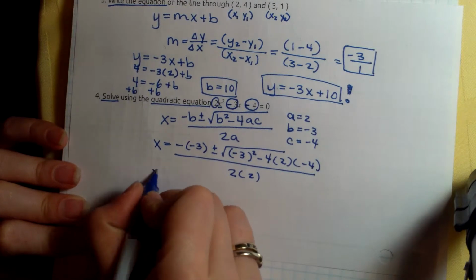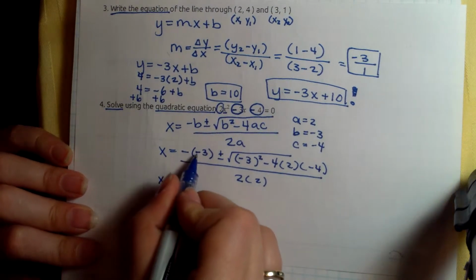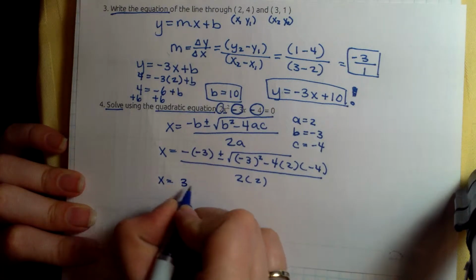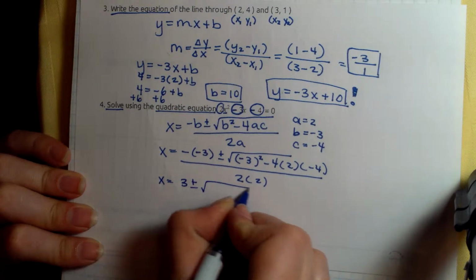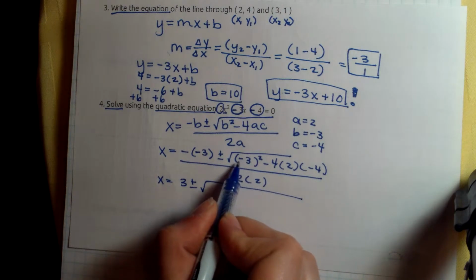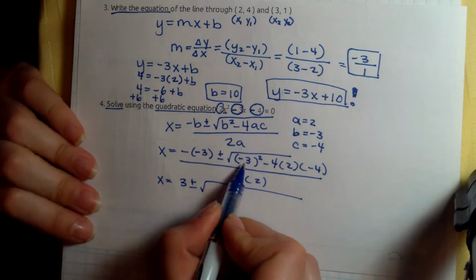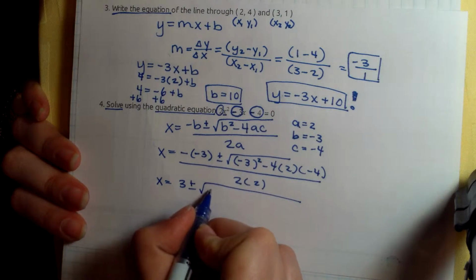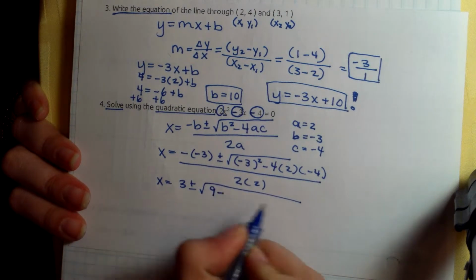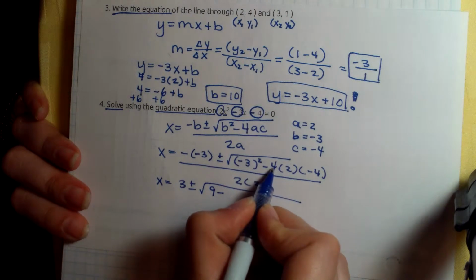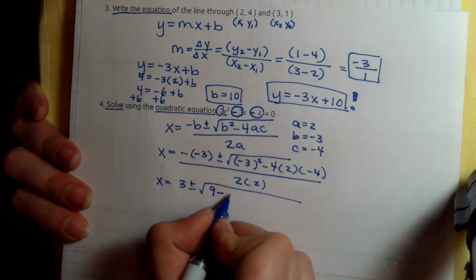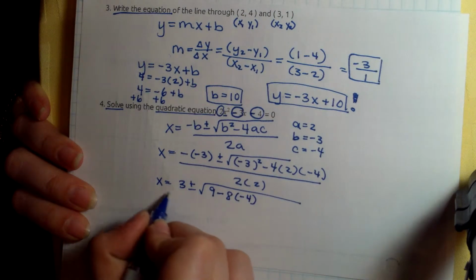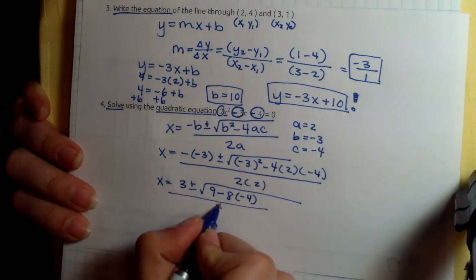All right, let's simplify. X equals, what's the opposite of negative 3? Negative times a negative would be a positive, plus or minus the square root. All right, here again, negative 3 times negative 3, because the negative's inside the parentheses. Negative times the negative is a positive 9, minus 4 times 2 would be 8, and that's still times negative 4. All over 2 times 2 would be 4.